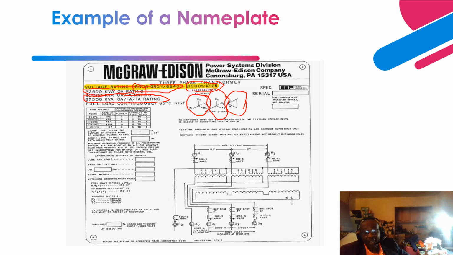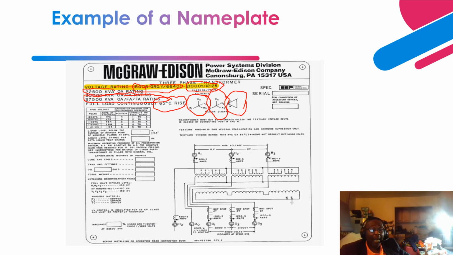If it is at 65 degrees Celsius, it's able to achieve that and basically maintain below that temperature rise by design. And also the winding temperature rise, if it is 65 degrees, make sure that it achieves that. So in this case, it is 65 degrees Celsius, as you can see over here. So that is your design temperature rise, right? Oil temperature rise and winding temperature rise.